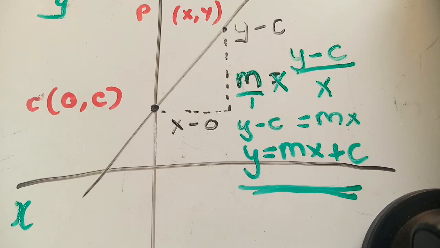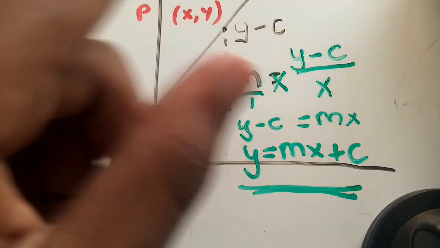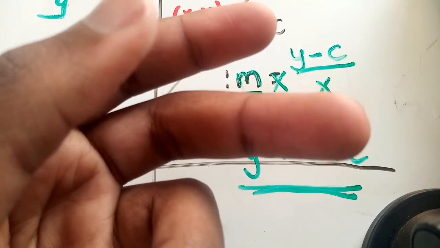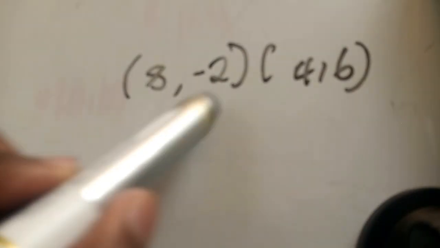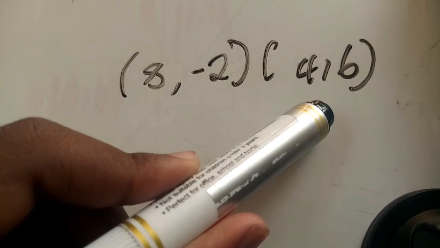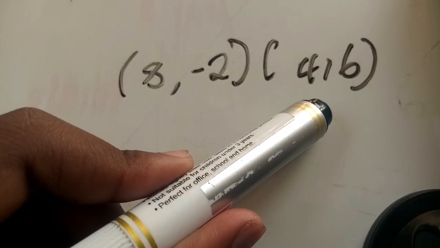So let's have an example of how to find the equation of a line with two coordinates. If we have these two points, 8, -2 and 4, 6, then they tell us to find the equation of this line.